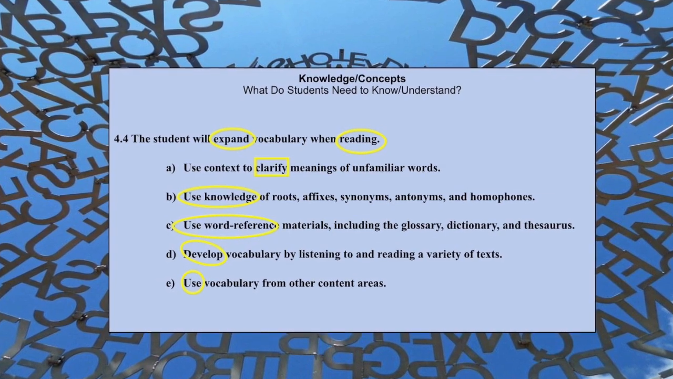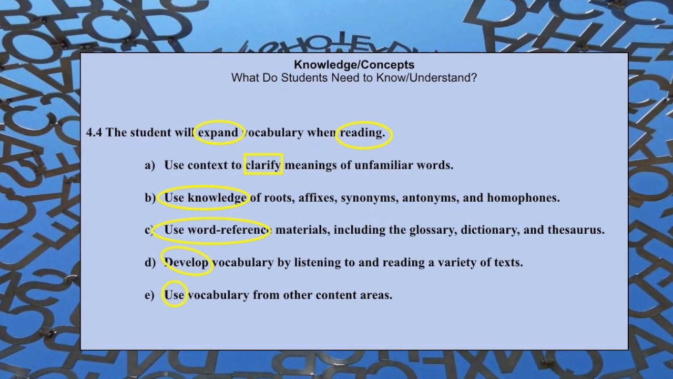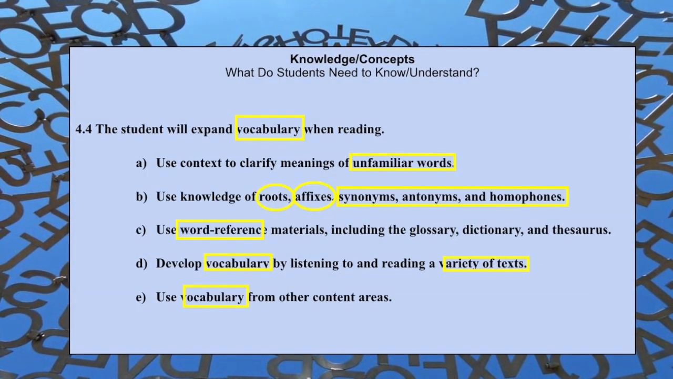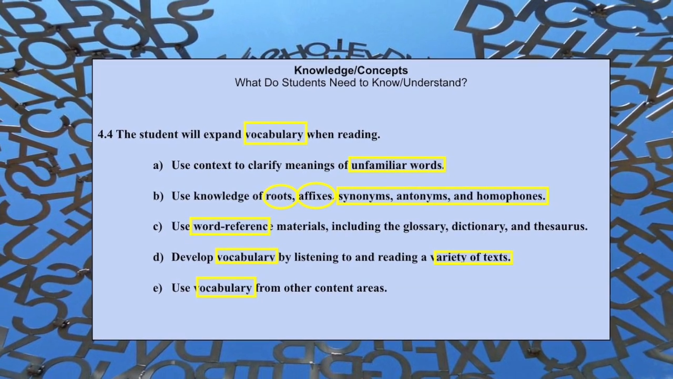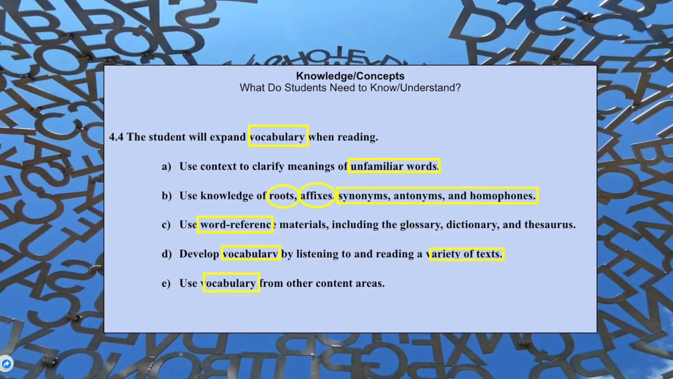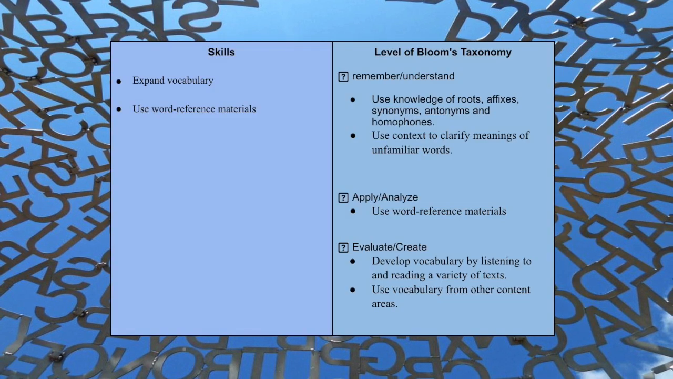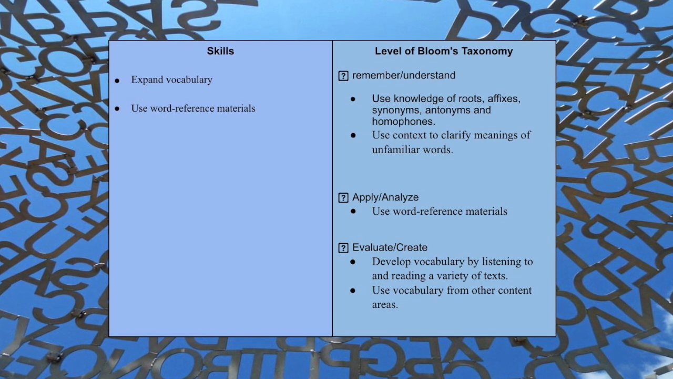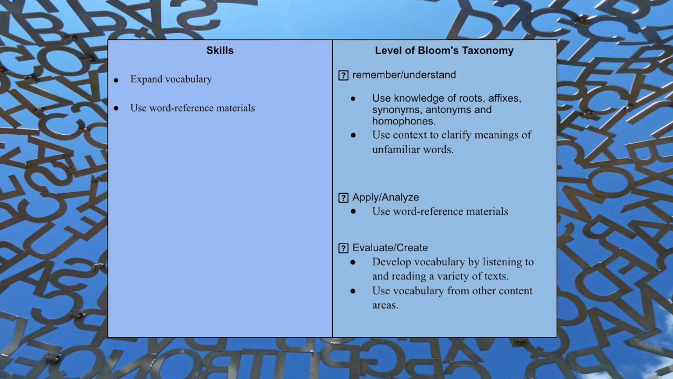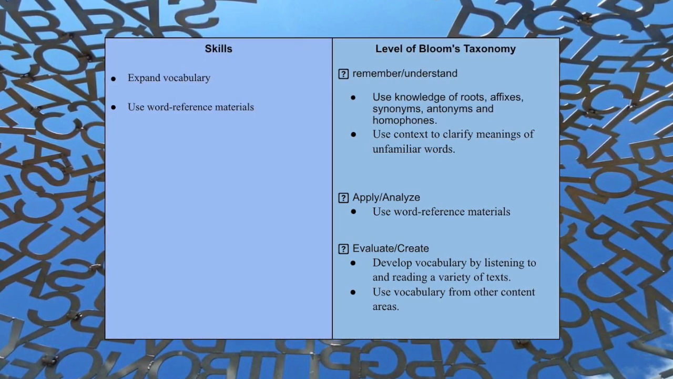If we look at the standards and highlight the verbs, we can get the skills. If we highlight the nouns, we can understand what the concepts are. Children, on the left side, we have the skills: expand vocabulary, and use word reference materials. We will be studying these skills in the 5 lessons.